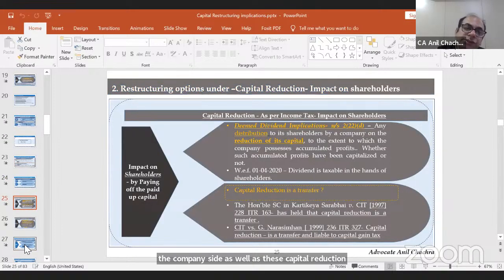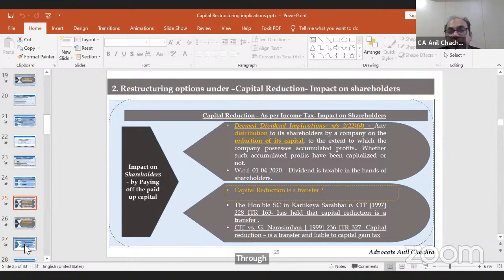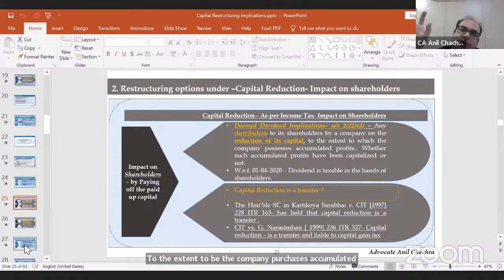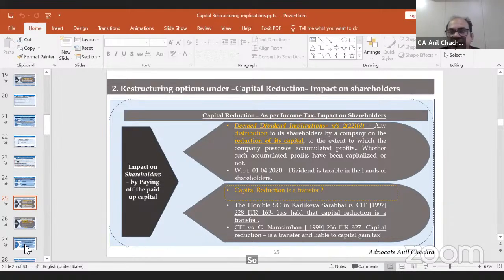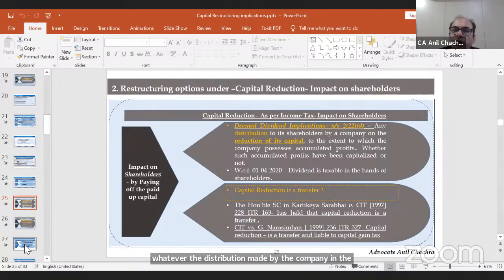Now, for the shareholder, suppose the company is doing the capital restructuring by way of capital reduction through NCLT approval. Deemed dividend implications will be applicable for the shareholders under section 2 clause 22 subclause D, which says that any distribution to its shareholders by a company on the reduction of its capital, to the extent to which the company possesses accumulated profits, whether such accumulated profits have been capitalized or not, up to the accumulated profits, whatever distribution is made by the company in the hands of the shareholder will be treated as a dividend. And from 1st April 2020, the dividend is taxable in the hands of the shareholders.